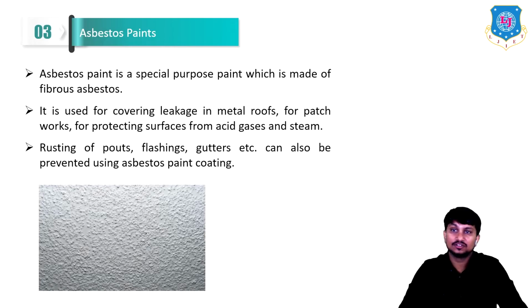Third is asbestos paint. This asbestos paint is a special purpose paint which is made of fibrous asbestos. It is used for covering leakage in metal roofs, for patchworks, and for protecting surfaces from acid gases and steam also. Rusting of pipes, flashing, gutters, etc. can also be prevented using asbestos paint coating. This is how asbestos paint looks like.